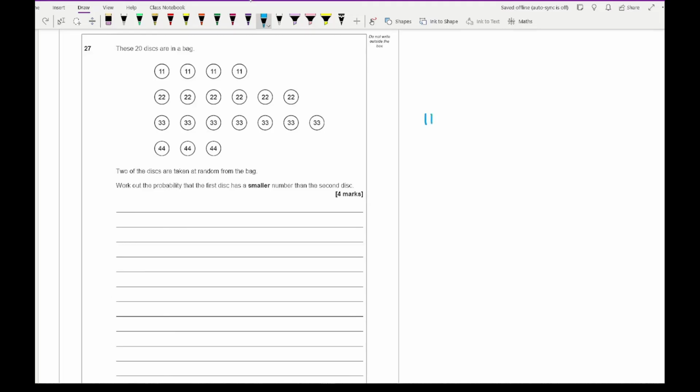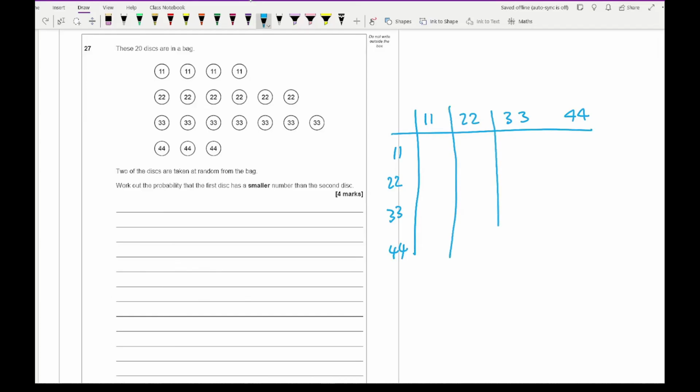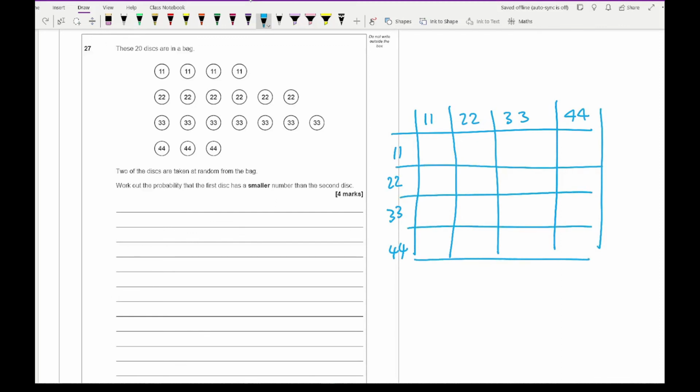So if we start by having 11, 22, 33 and 44, and we've got 11, 22, 33 and 44, and if I just roughly draw this grid. This is the first choice, and this is the second choice. In terms of viable options, I want the first disc to be smaller than the second disc. I don't need any of these because they're going to be the same. The ones with green crosses are ones that aren't viable. So we're looking for either this one here, that one, that one, that one, that one, or that one.